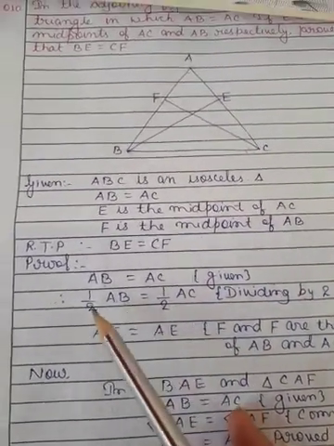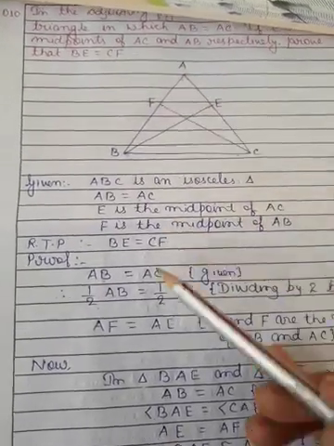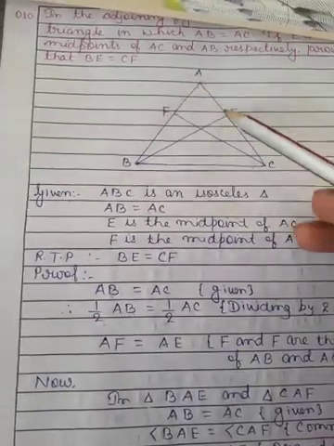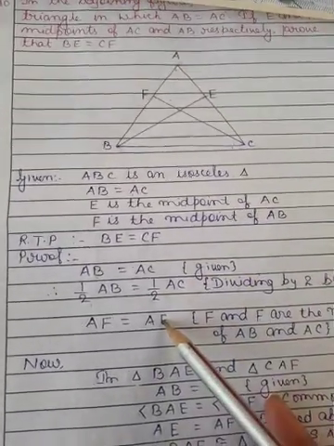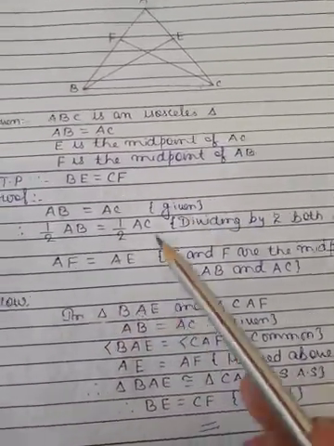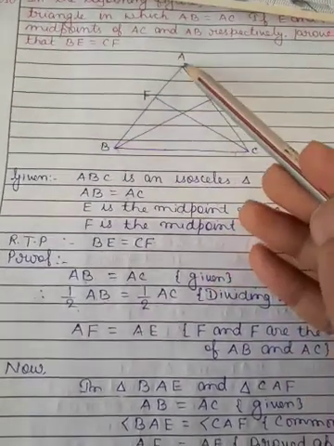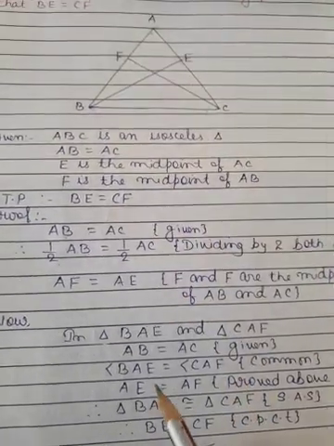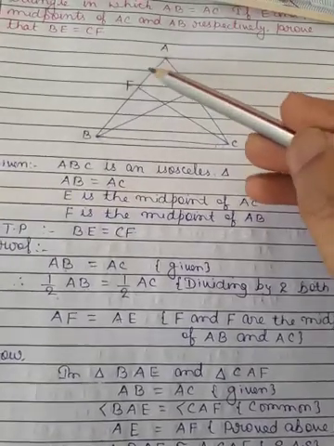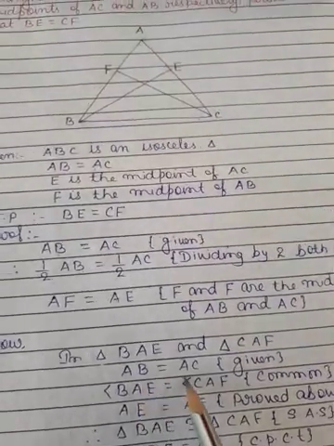AF equals AE. Half AB means AF, and half of AC means AE. Now we will start to prove. Which triangles have I taken? Triangle BAE, this triangle, and triangle CAF, this triangle. Now we will find three things equal.